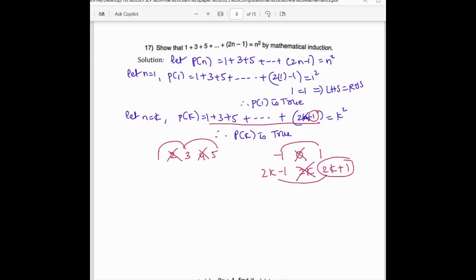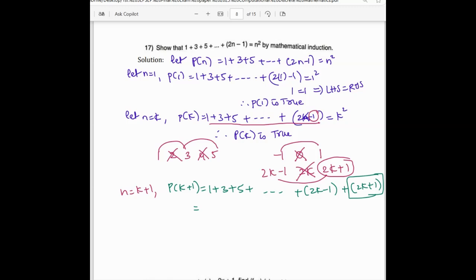So to prove n equals k plus 1, what we need to do is just add the term. So we'll write P of k plus 1 will be 1 plus 3 plus 5 and so on till 2k minus 1 plus 2k plus 1. Now whatever we add in LHS, the same thing should be added to RHS.